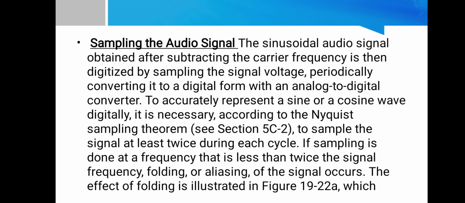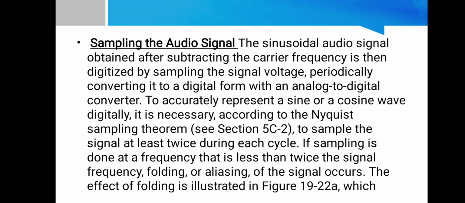So, what is sampling the audio signal? The sinusoidal audio signal obtained after subtracting the carrier frequency is then digitized by sampling the signal voltage periodically, converting it to a digital form with an analog to digital converter. To accurately represent a sine or cosine wave digitally, it is necessary, according to the Nyquist sampling theorem, see section 5c, to sample the signal at least twice during each cycle.